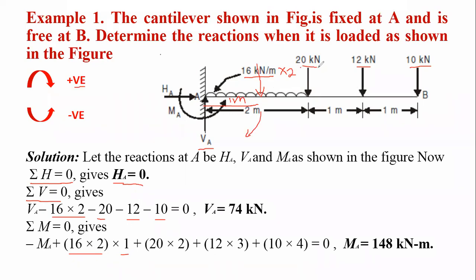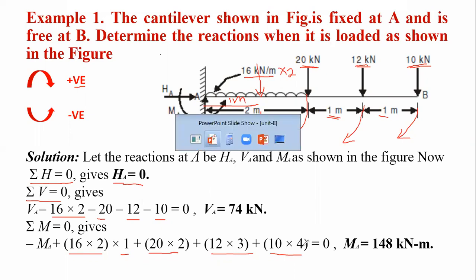Due to this 20 kilonewton load, it is also making a clockwise moment about point A. The perpendicular distance is 2, that's why 20 into 2, and it is positive. For this 12 kilonewton load, it makes a clockwise moment about point A. The perpendicular distance will be this 2 plus this 1, it becomes 3, that's why 12 into 3. And the last one, this 10 kilonewton load, it is also making a clockwise moment about point A, and the perpendicular distance is this 2 plus this 1 plus this 1, it becomes 4, 10 into 4, and it is a clockwise moment about point A, that's why it is positive.